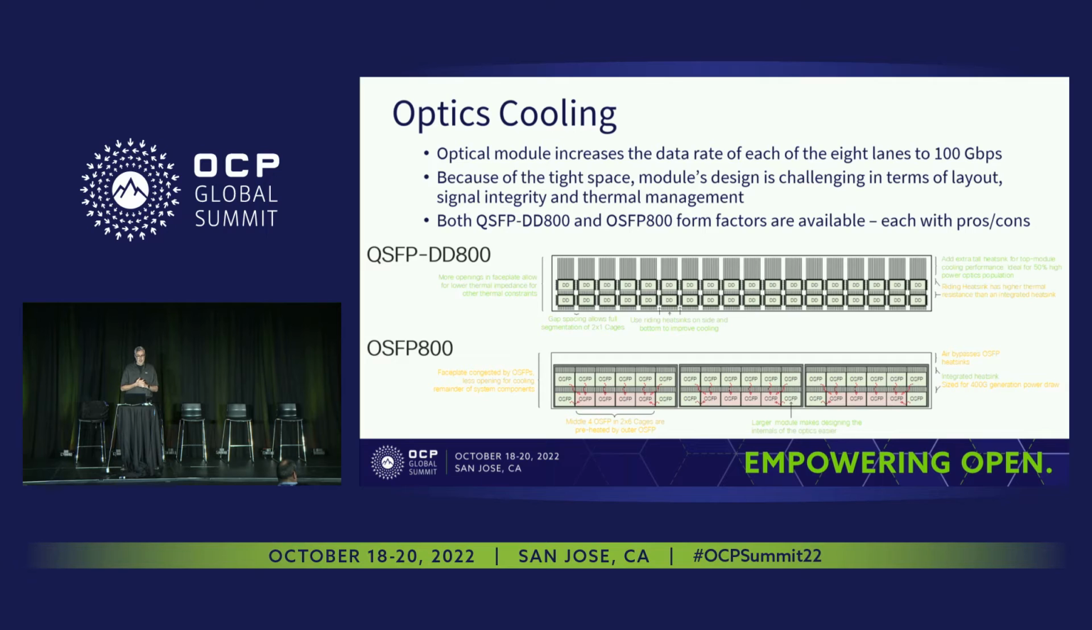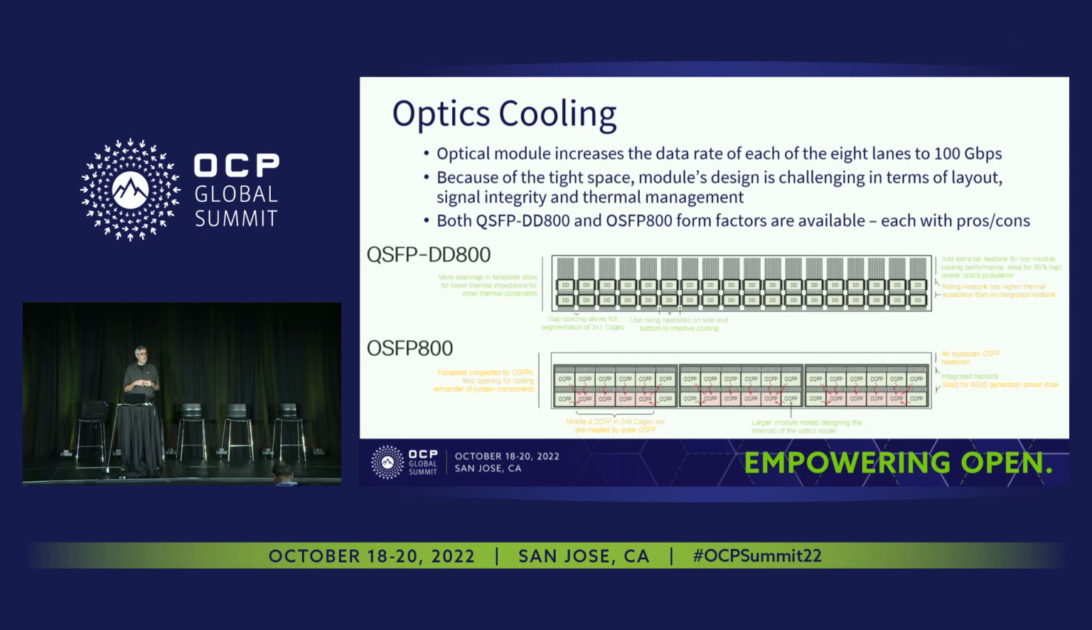So they optimize for signal integrity because of that move to 100 gig, but also they do the best they can on thermal management. So it's our job as system designers to help them get across the finish line on that. Both QSFP-DD 800 and OSFP 800 form factors are available. And I'm going to summarize the pros and cons, but I'll let you read them in the slides afterwards.